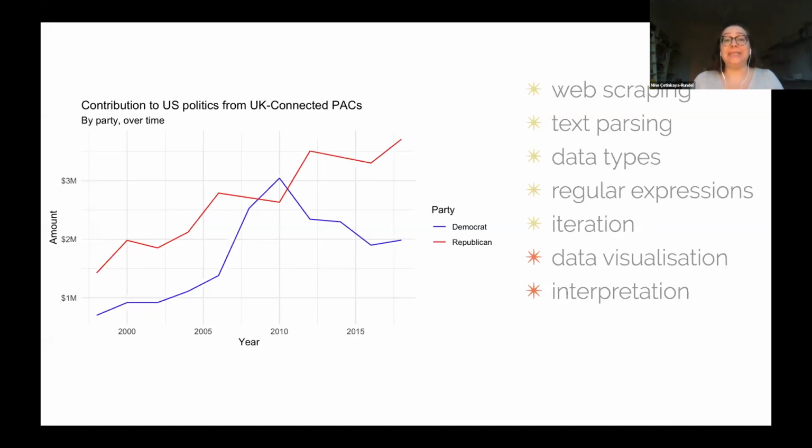This is the kind of insight you simply couldn't get from browsing around the website, because you need to be able to get all this data into a data frame and subset it the way you want before you can see that, well, up until 2010, contributions to both parties were increasing, but after that, the Democratic contributions from the UK have started decreasing.